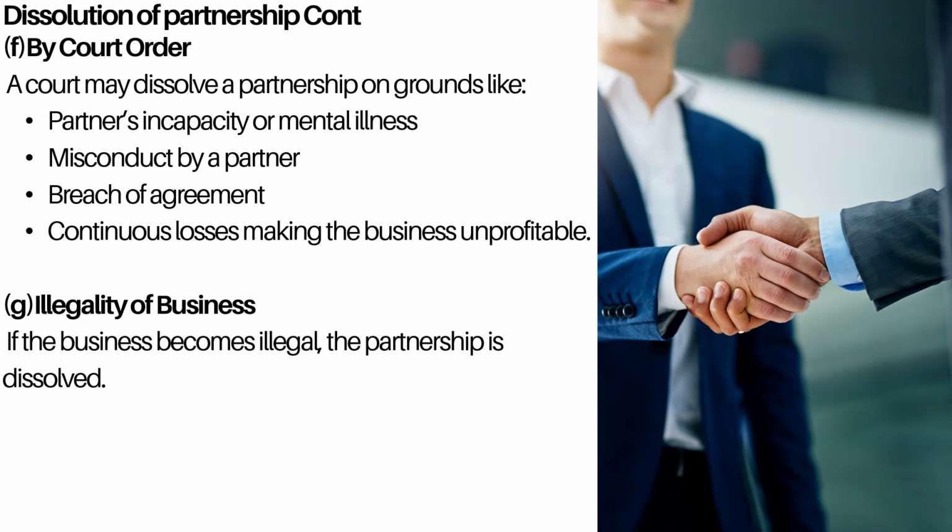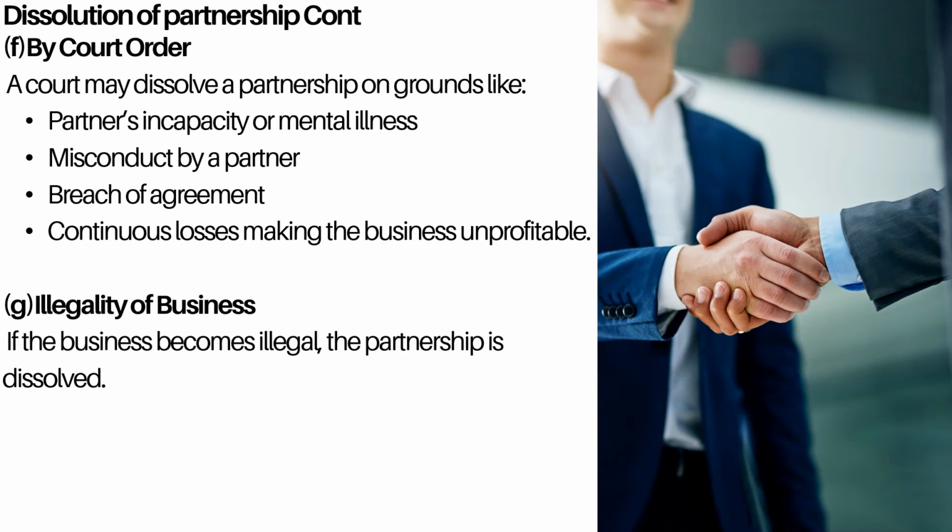As we wind up on the dissolution of partnership, we can also wind up a partnership through a court order. We are saying the court order or the court directive may be based on the following grounds. Number one is the partner's incapacity or mental illness. The court can also order the partnership to come to an end by misconduct by a partner or breach of an agreement. And finally, continuous losses making the business unprofitable.